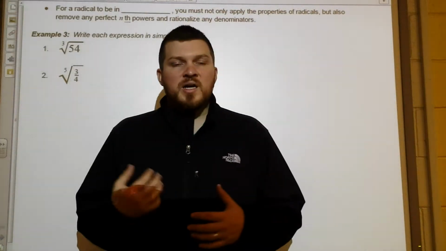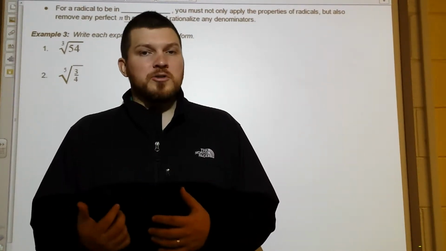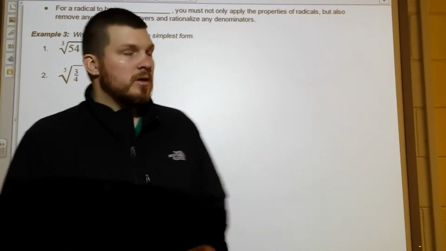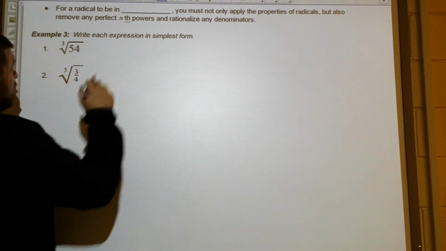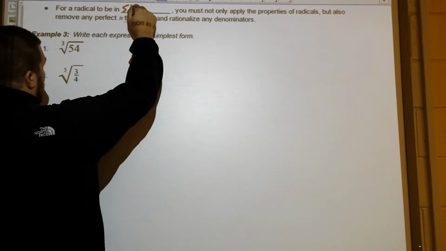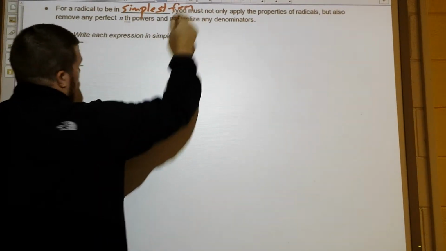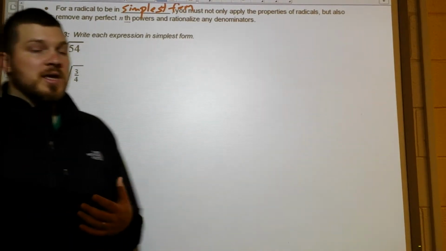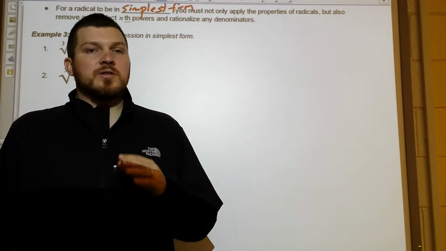Alright, so in this video we're tying together what we talked about in the previous videos, using those properties to simplify radicals. Let's jump into a definition. For a radical to be in simplest form, we've got to apply the properties that we've already learned, and we've got to remove any perfect roots.